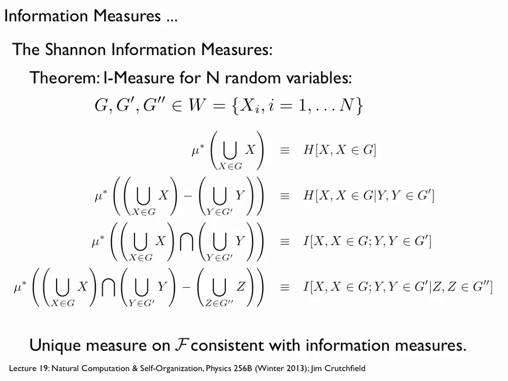Then we have the union here of these variables in G and G prime. We look at the set difference, and that's this generalized conditional entropy measure of X given Y, where all the X's are picked from subset G, and Y's are picked from subset G prime.